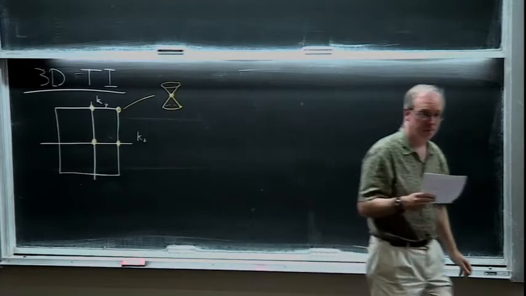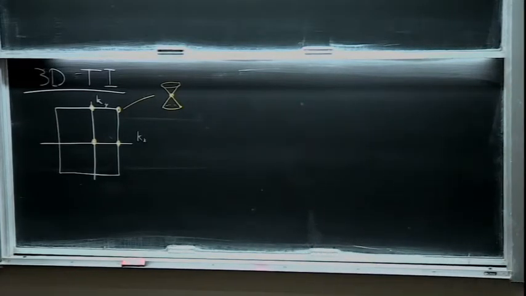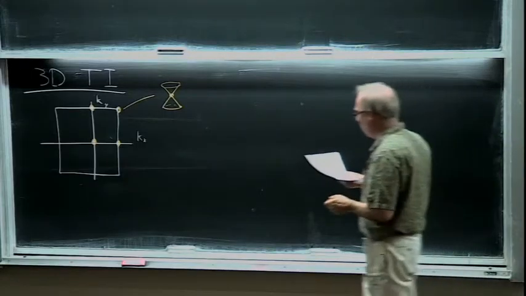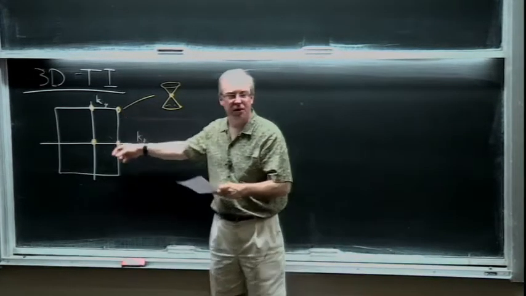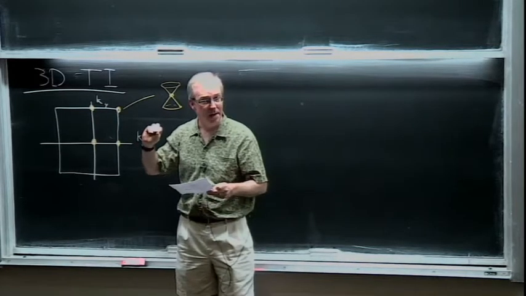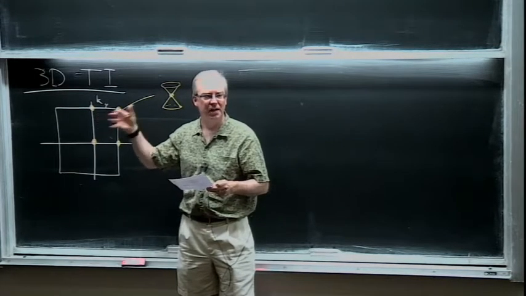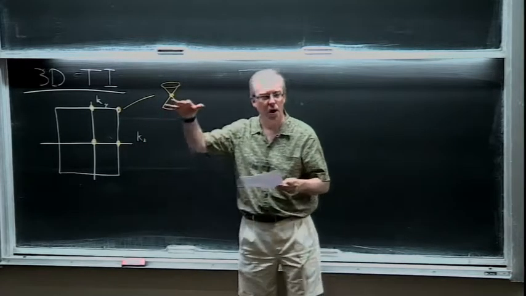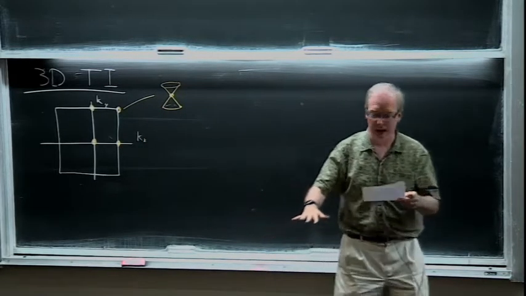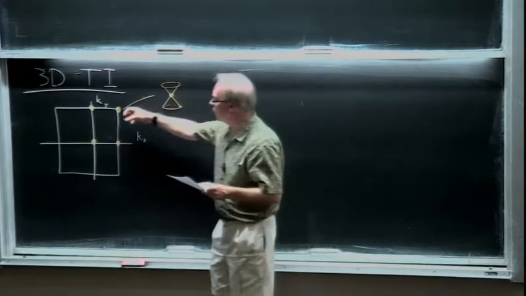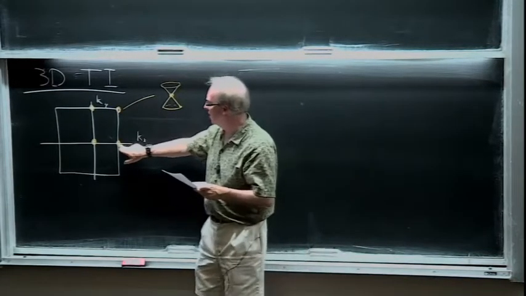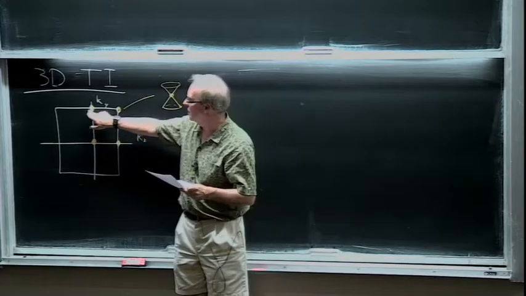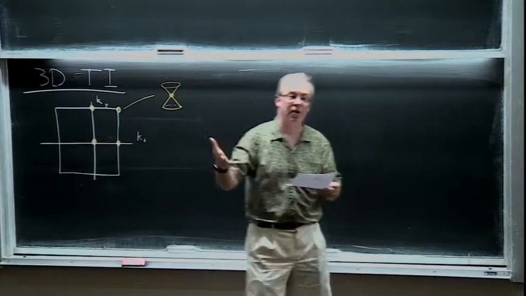Now, that in and of itself is maybe not so interesting, because of course you have lots of Dirac points on the surface. But that doesn't mean that the surface has some guaranteed conducting states, because those Dirac points could all be below the Fermi energy. So what's interesting is, how do the different Dirac points at the different time reversal invariant points connect to each other?